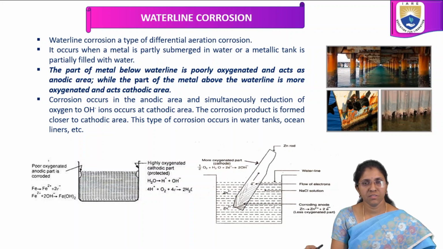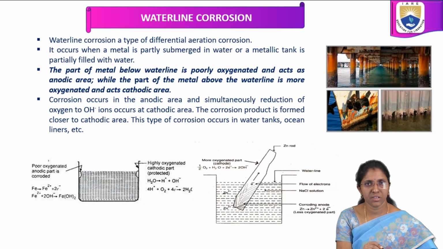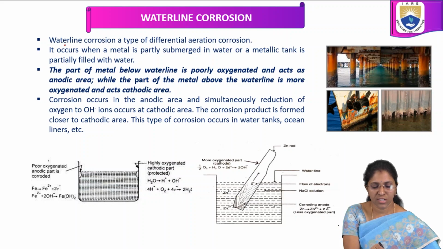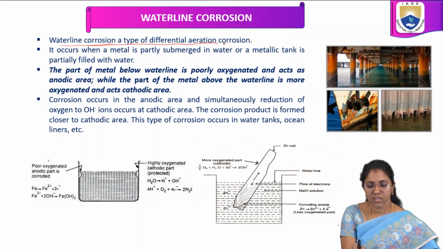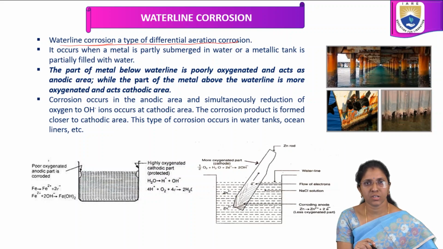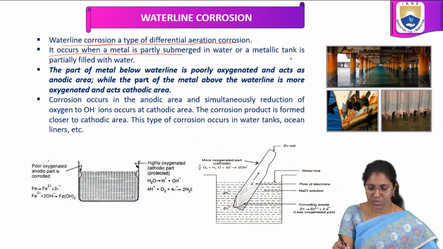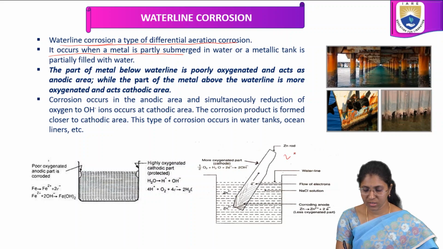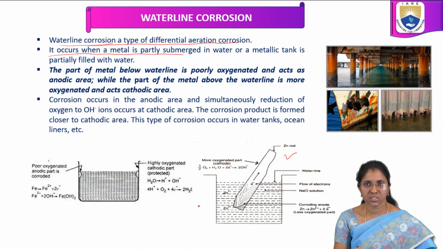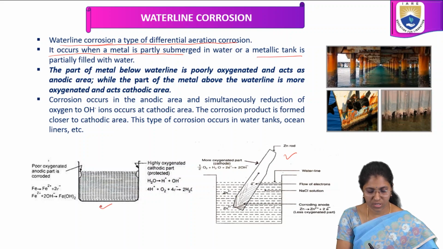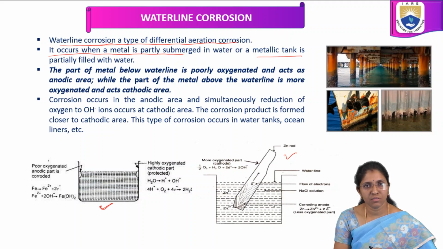So the first one is differential aeration corrosion, again divided into two types: waterline corrosion and pitting corrosion. First is waterline corrosion. This waterline corrosion is a type of differential aeration corrosion, and it occurs when a metal is partly submerged in water, or a metallic tank is partially filled with water.